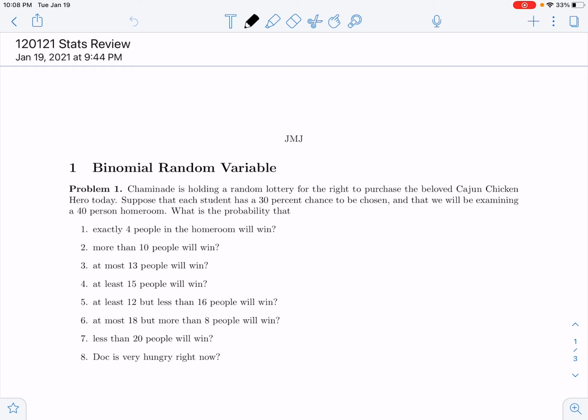So we've read the problem already. There's a 30% chance that you're going to be chosen to win the right to purchase your Cajun Chicken Hero, as a 40 person homeroom. What is the probability that exactly 4 people will win, right? So again, we want to know how to do this in the calculator. To do this in the calculator for these problems, the number of trials is the number of people in the homeroom, which is 40.